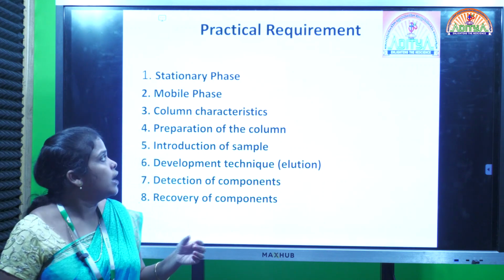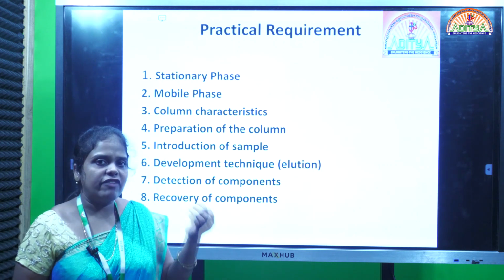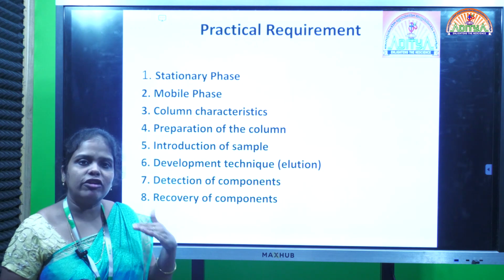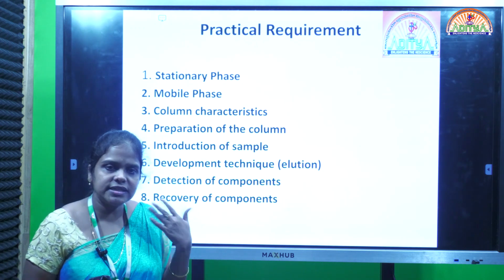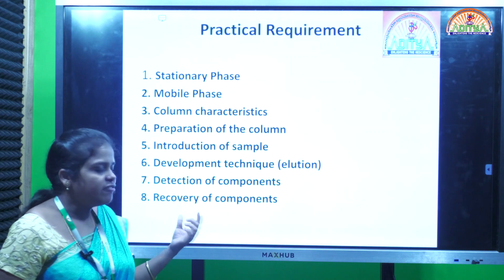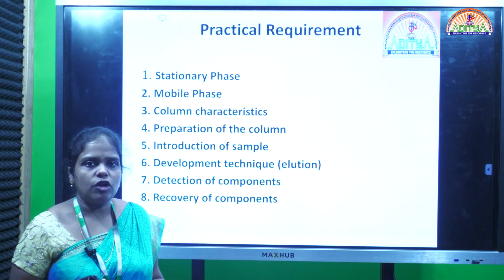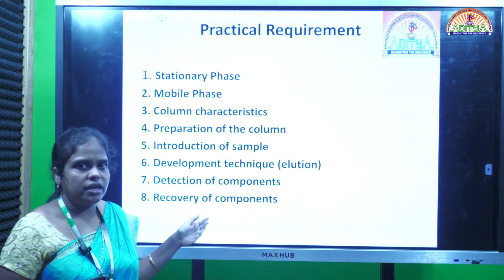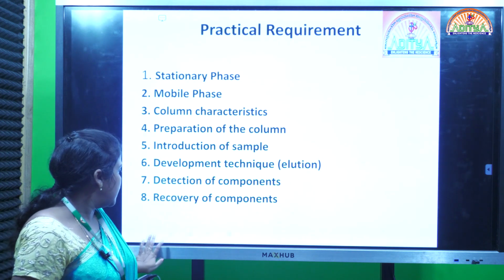That means we have to get the column, and then we have to prepare that column, and then we have to introduce the sample, and the development will take place. That developed sample we have to detect, and then finally we have to separate that component. These are the sequence-wise steps which are happening in the experimental part. First of all, we will go within a line.